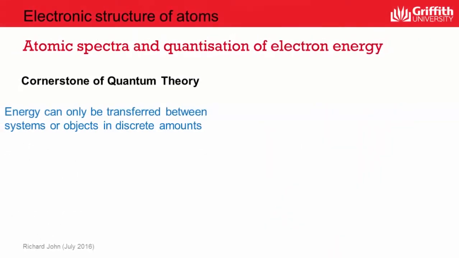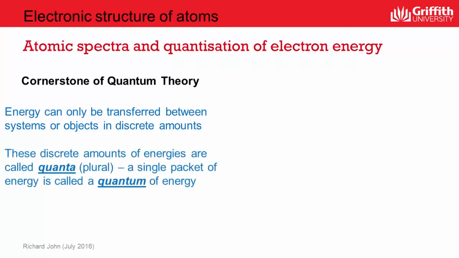The cornerstone of quantum theory is that energy can only be transferred between systems or objects in discrete amounts. These discrete amounts of energy are called quanta of energy, and that's the plural. A single packet of energy is called a quantum of energy.